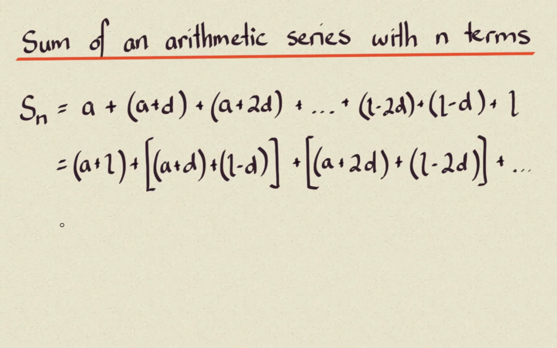What do you notice is happening? So this first lot of brackets we'll keep as A plus L, but what about this second lot of brackets? Well, we have A and we have L, and notice that we have D minus D, so they cancel, leaving us with simply A plus L. And this third lot of brackets, the same thing happens, except this time it's positive 2D cancelling with negative 2D.